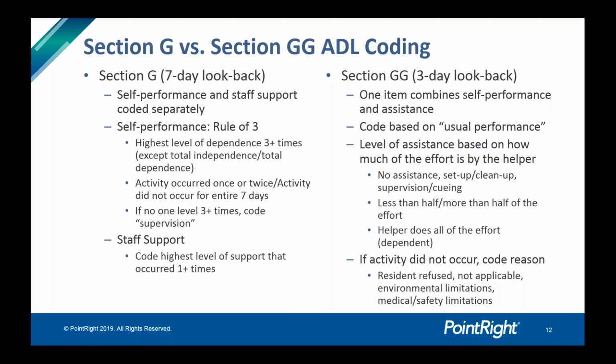So if you get through the rule of 3 and you realize that the activity occurred only once or twice during the entire 7 days, there's a separate code for that. And then finally, if you get down to the end of that rule of 3 algorithm, if no one level has been identified as occurring 3 or more times during the 7-day look-back period, you end up coding supervision. That's kind of the default code.